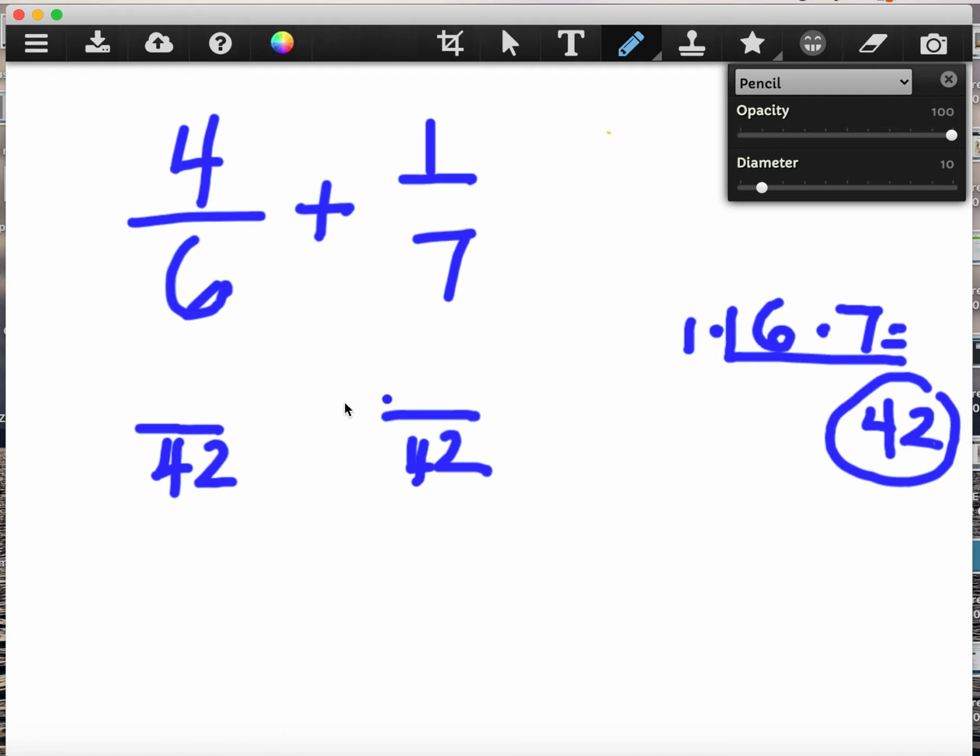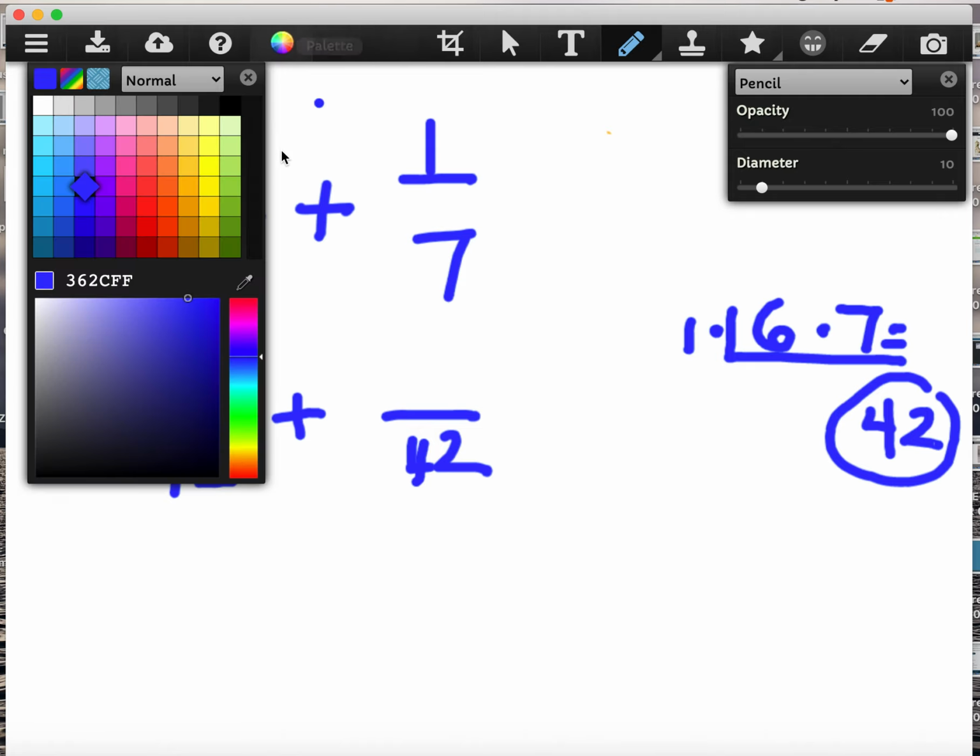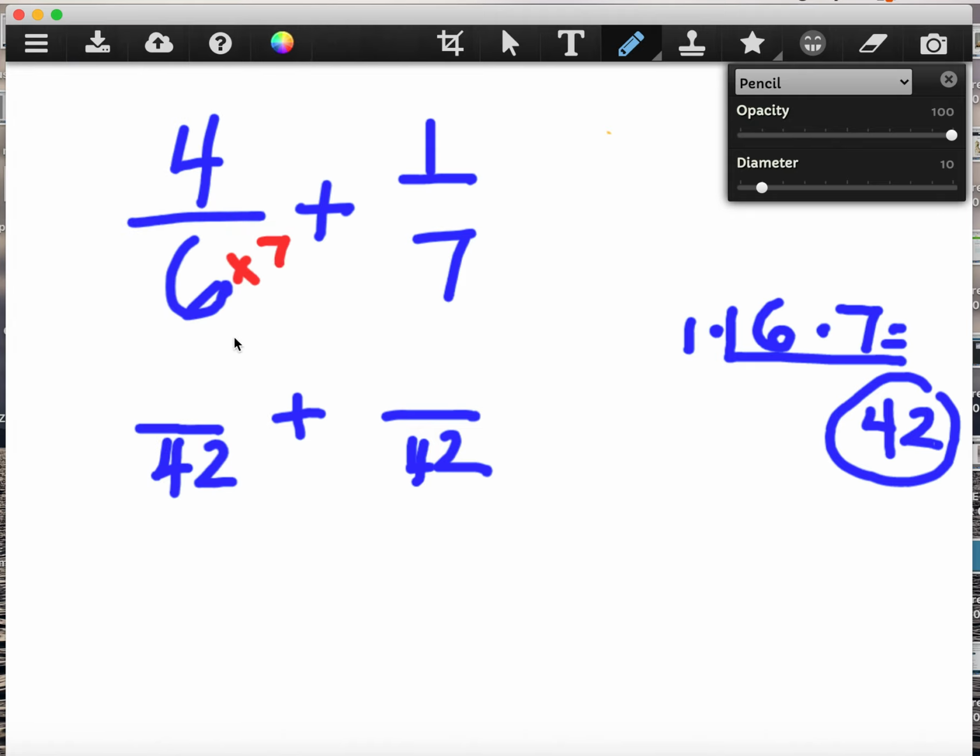Now I have to figure out, how do I go from 6 to 42? Well, I know that 6 times 7 is 42. Whatever I do to the bottom, I've got to do to the top.